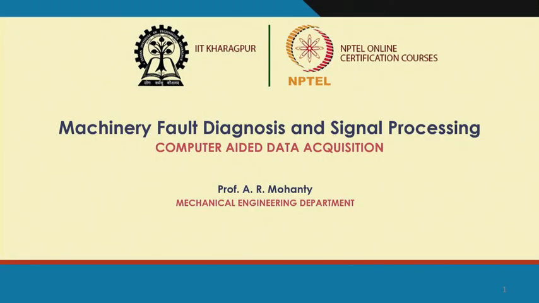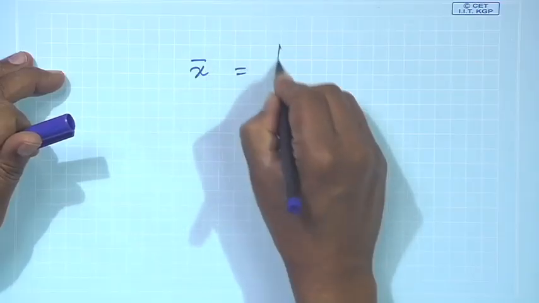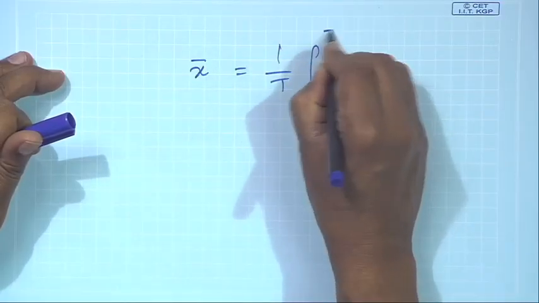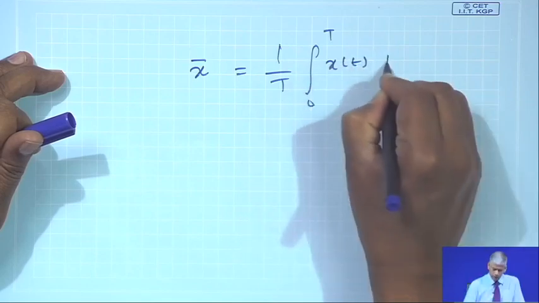In this class, we are going to talk about computer-aided data acquisition. As you know, previously when we talked about signal analysis, particularly finding out the features of the signal, be it the RMS value, be it the mean value, we had certain integrations to be done where we required a mathematical function for a signal. As simple as that, suppose I want to find out the mean of a signal, I need to integrate the signal over a time period.